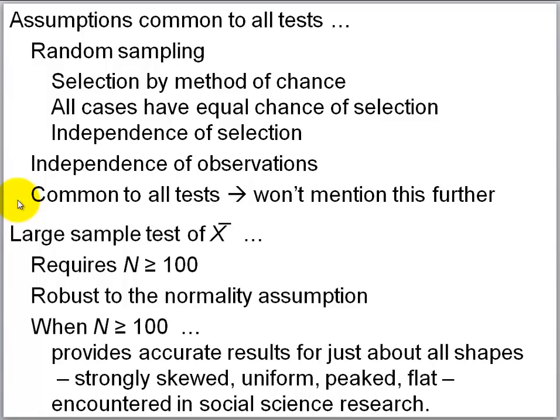Let's talk about the assumptions for a large sample test of the mean. Though not an assumption per se, a requirement of this test is that n be greater than 100. Now, if indeed n is greater than 100, then it is the case that the large sample test can be carried out even when the shape of the population from which the sample is selected is non-normal.